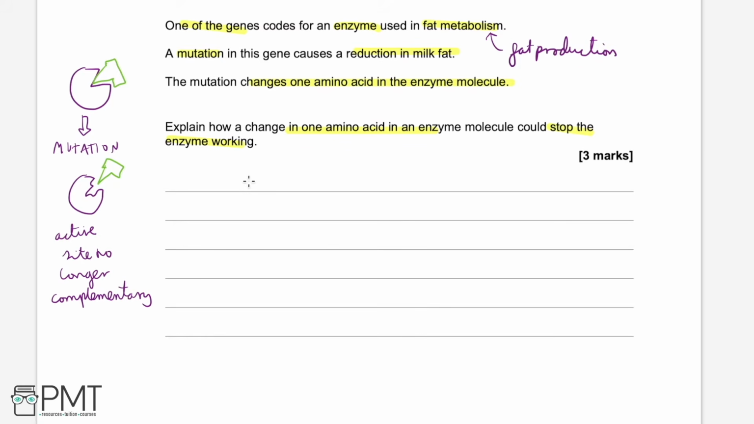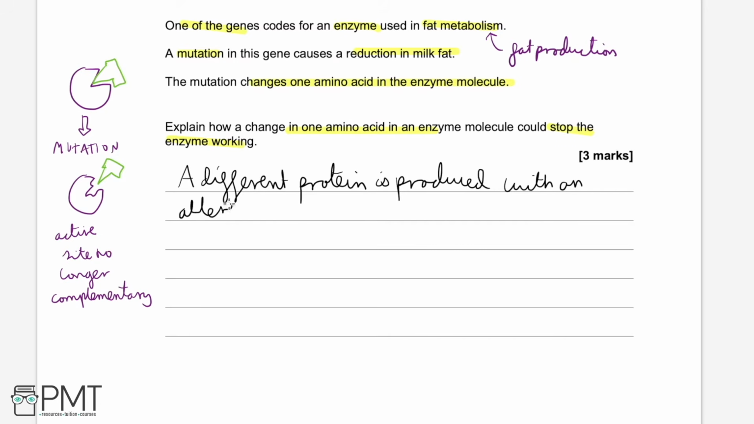But how would this actually happen? Well, remember that amino acids are the building blocks of proteins. So a change to a specific amino acid could change the type of protein produced by changing its specific 3D structure. So let's write our answer. A different protein is produced with an altered active site, as we already discussed.